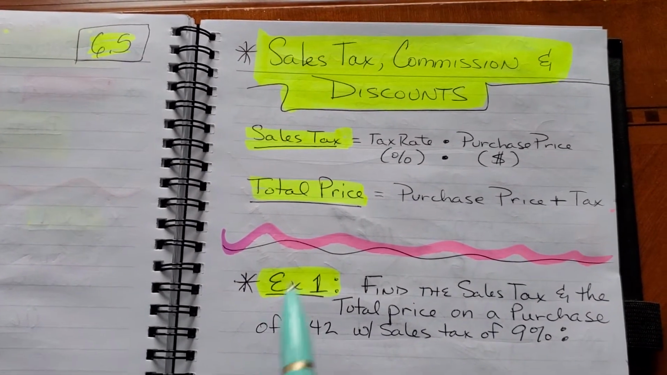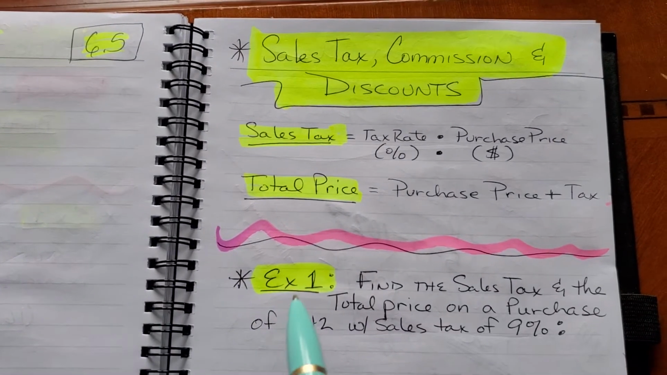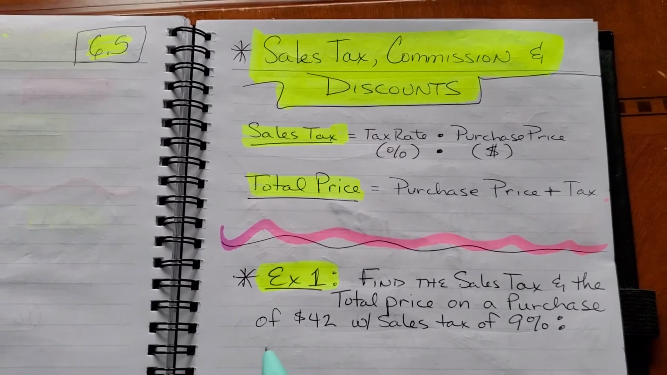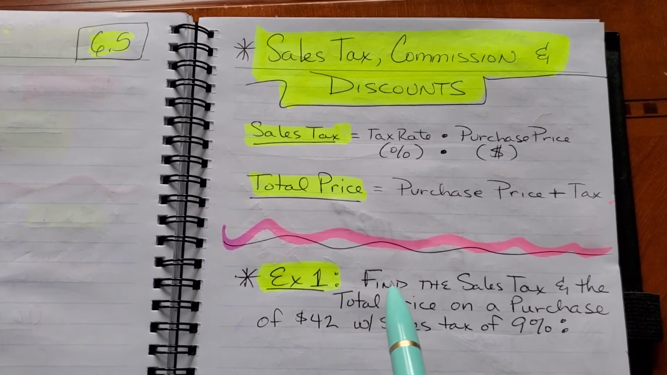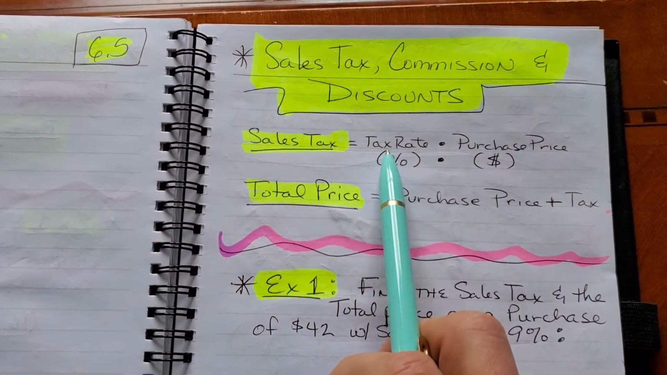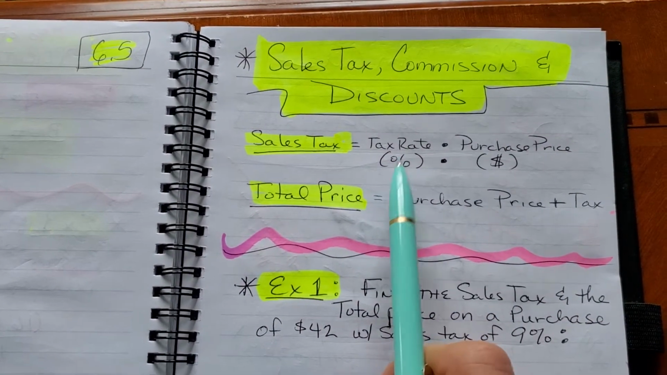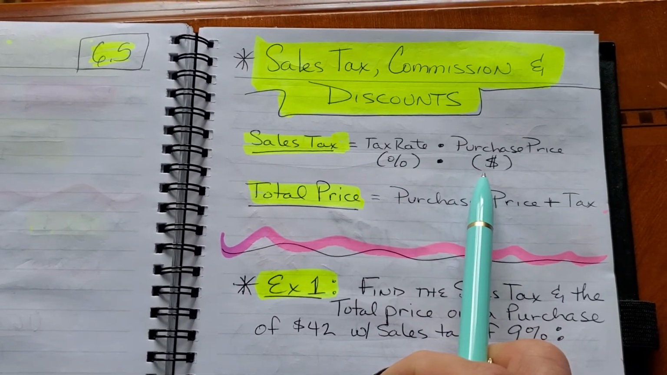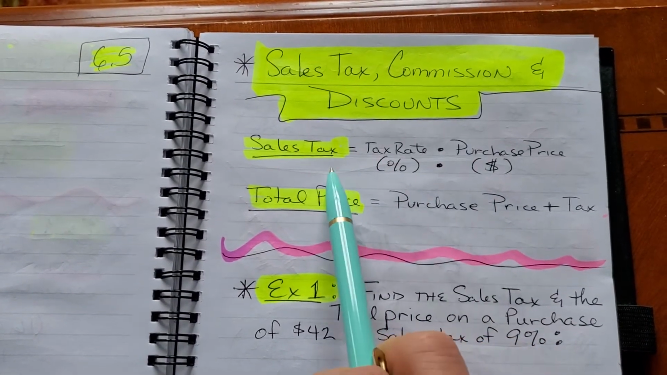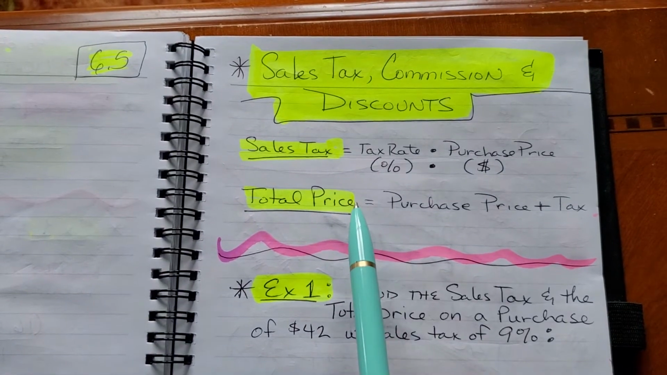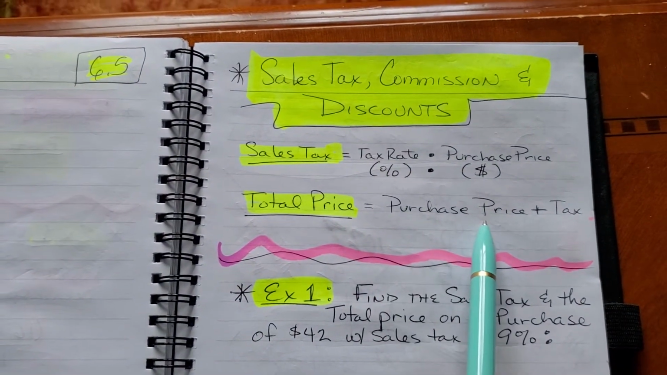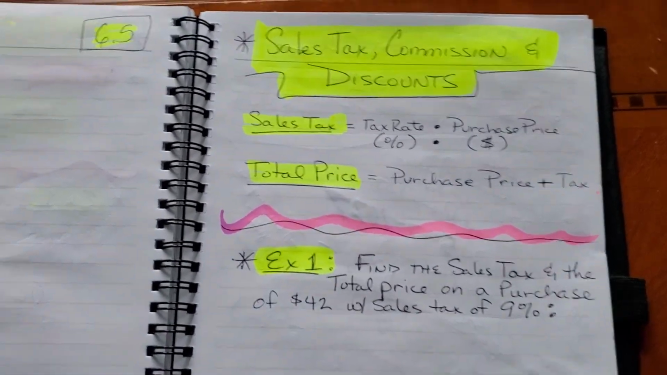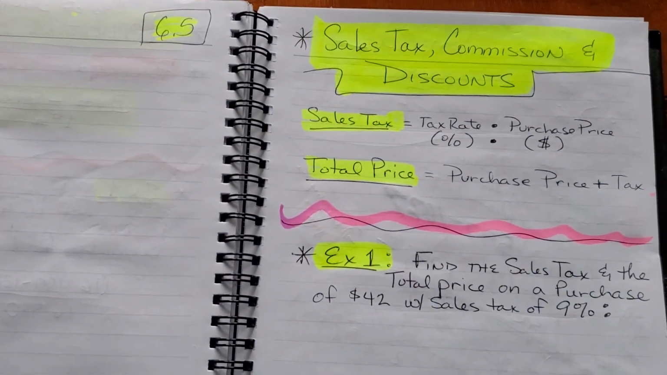So now sales tax and total price. Now this can be done in two parts or it can be done in one part, and I'm going to show you both. So when we're finding the sales tax of something, we take our tax rate, which is our percentage, we change it to a decimal before we use it, and then we multiply it by the purchase price. Then it'll get us our tax. So then we take our purchase price, add that tax, and that gets us our total price we have to pay before we are allowed to leave the store with our item, right?